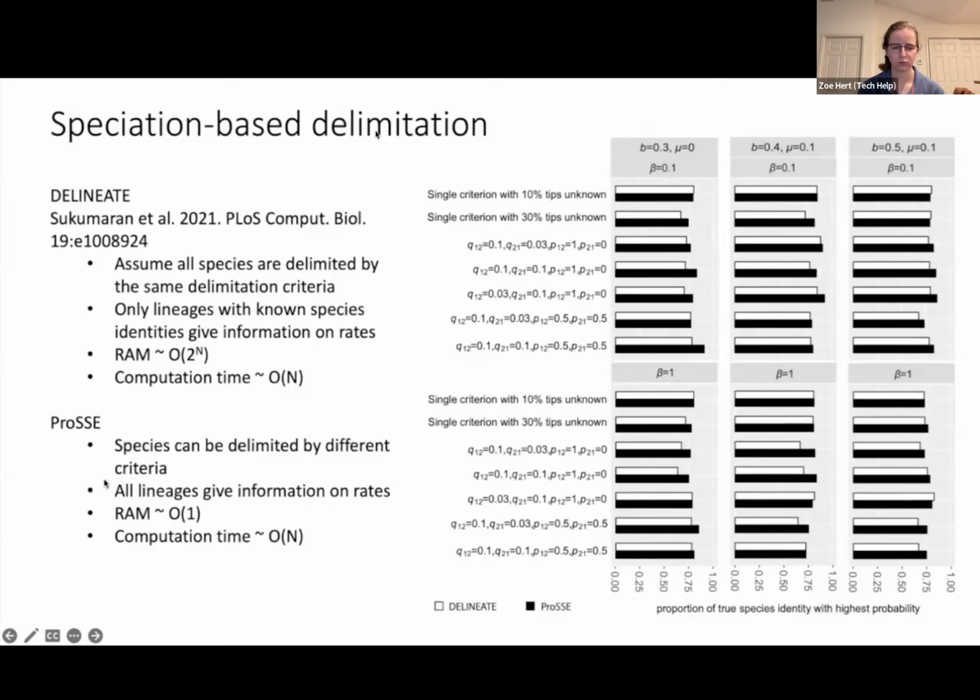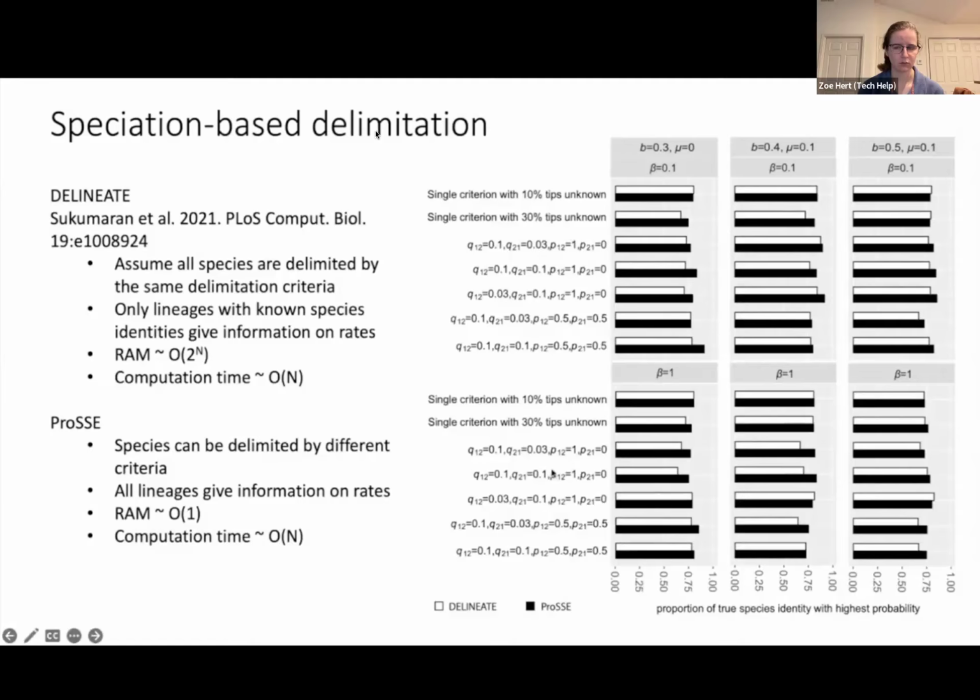However, PROSI does have several advantages over DELIMIT. Most important, DELIMIT needs to list all possible configurations of speciation completion events in the phylogeny that are consistent with the current species identity of the tips, which means the RAM can be used up very quickly, almost on the order of 2 to the N, where N is the number of lineages in the tree. Well, in PROSI, the RAM is basically constant.